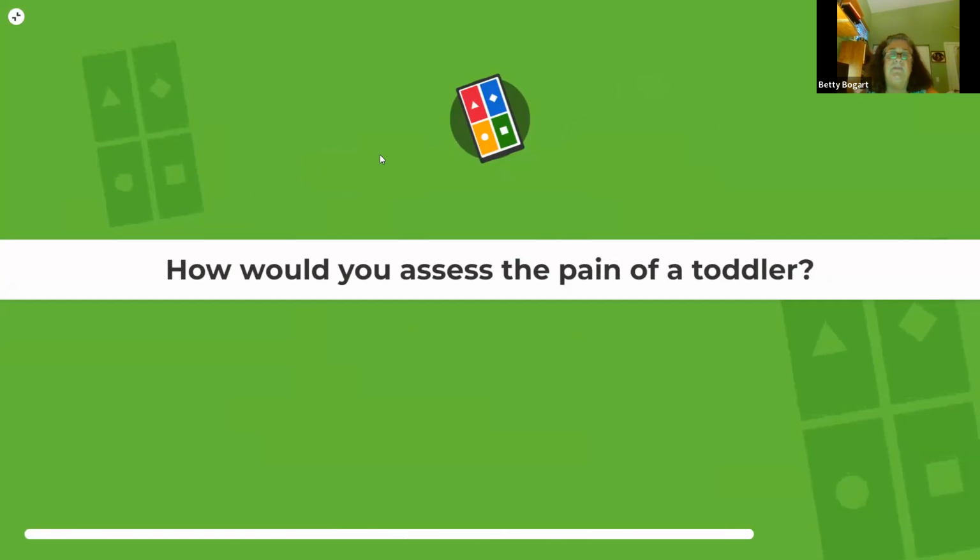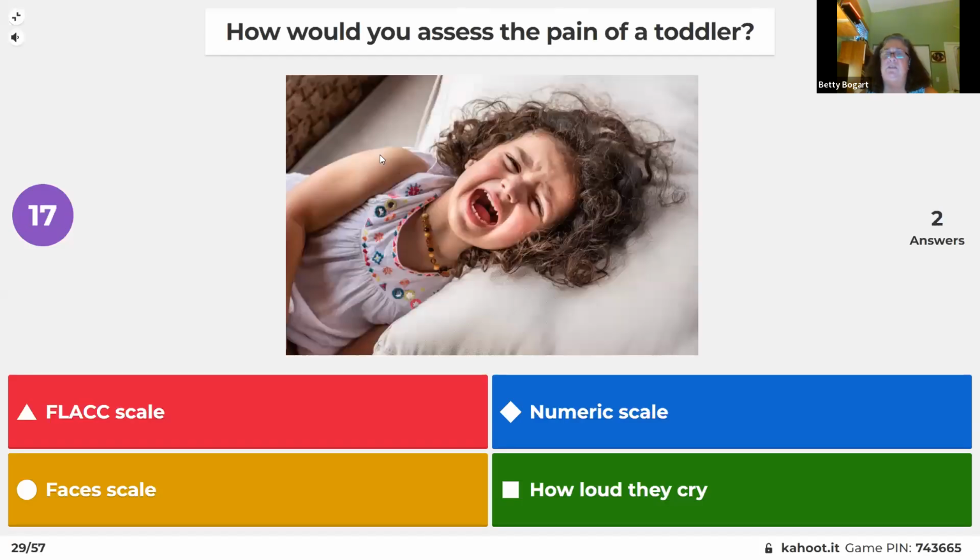How would you assess the pain of a toddler, ages 1 to 3?